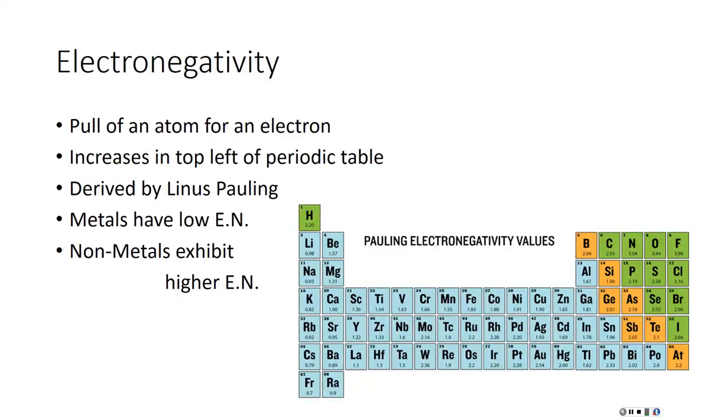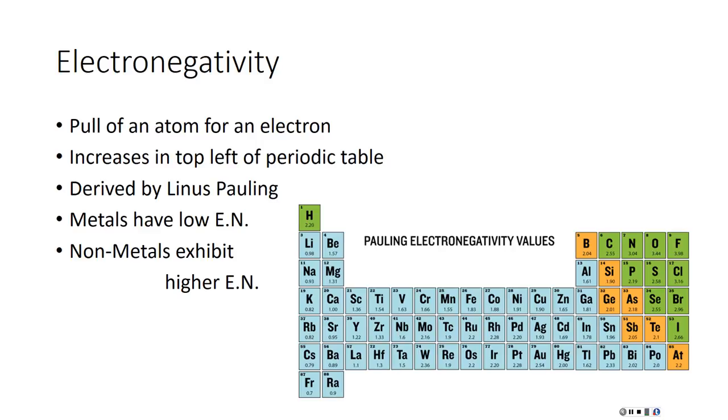To describe this ability to give up electrons or take electrons in, we have a property called electronegativity. Electronegativity is defined as how much an atom wants to pull an electron towards it. So if an atom wants to pull an electron a lot, it has a very high electronegativity. If it wants to give up an electron, then it has a very low electronegativity.